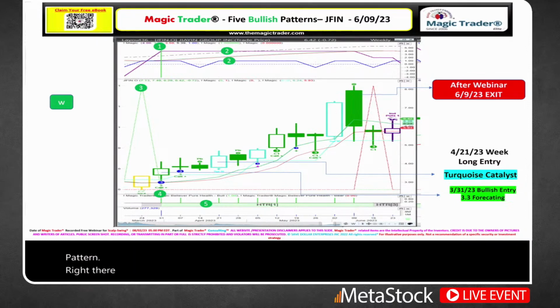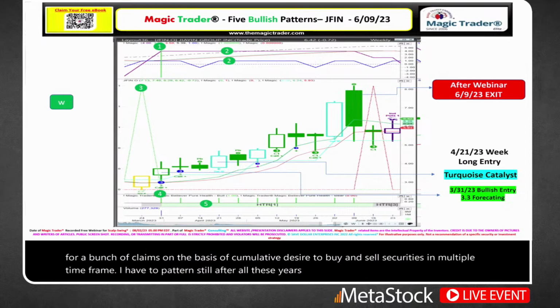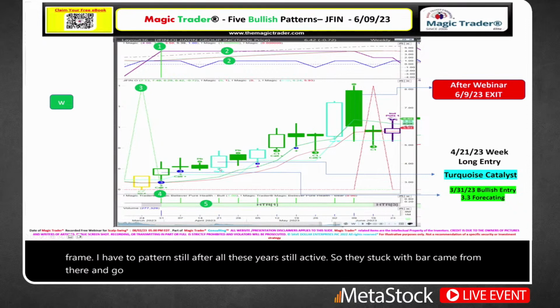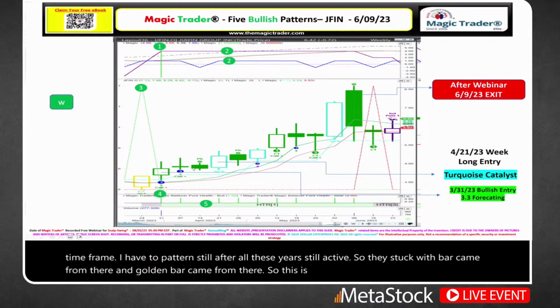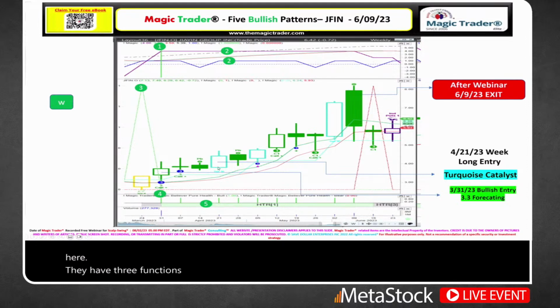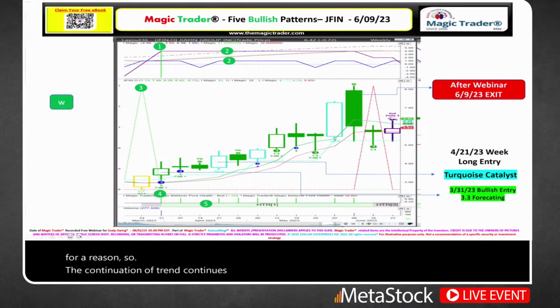Jeff told you the name, Forex Traders Advantage. At that time, we filed for a patent with a bunch of claims on the basis of cumulative desire to buy and sell securities in multiple time frames. I still have the patent after all these years, still active. So this turquoise bar came from there, and the golden bar came from there. This is a continuation of the previous trend. They have three functions, and I'm just giving you hints here and there, so they are there for a reason: continuation of trend, continuation of trend, continuation of trend.